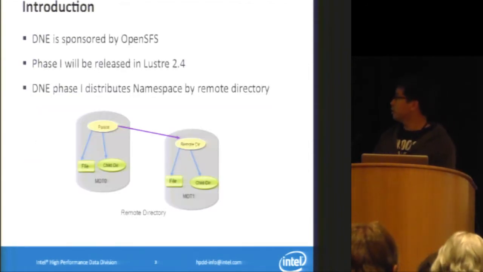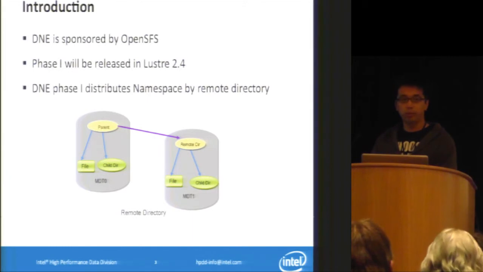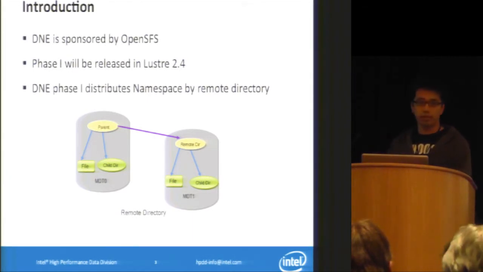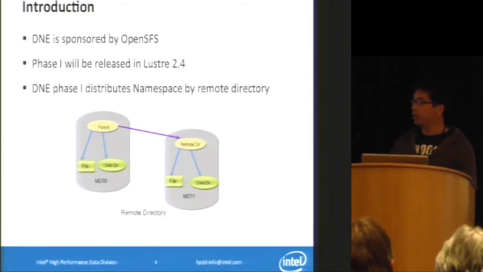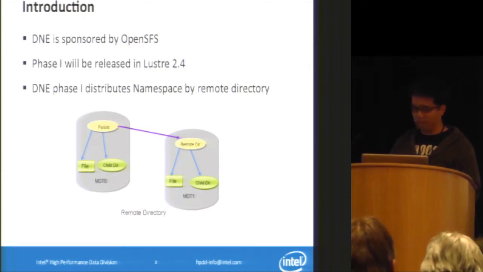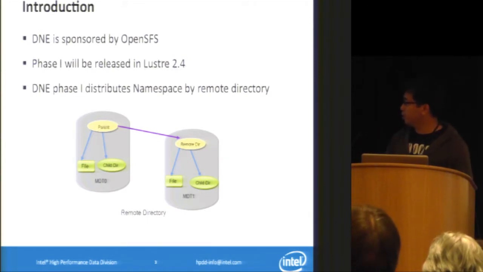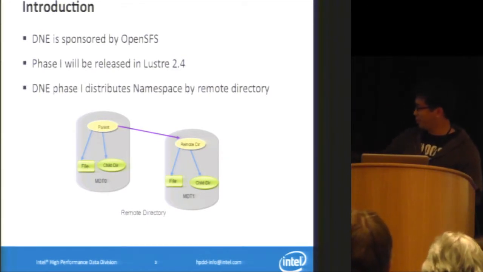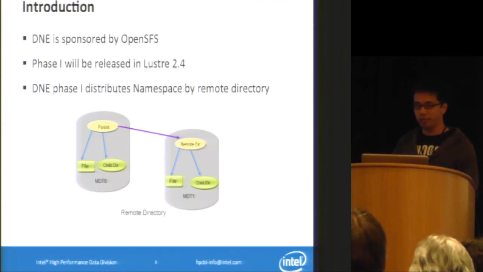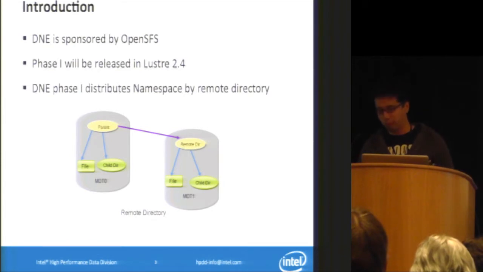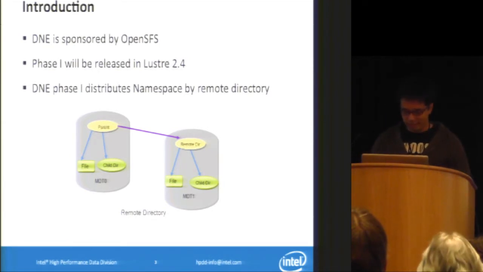So DNE, this project is sponsored by OpenSFS and started last year. Currently, all the code has landed in Lustre 2.4 and will be released soon. You can see what a remote directory is from this graph. A remote directory itself is not in the same MDT as its parent. By this, we distribute the namespace among multiple MDTs.